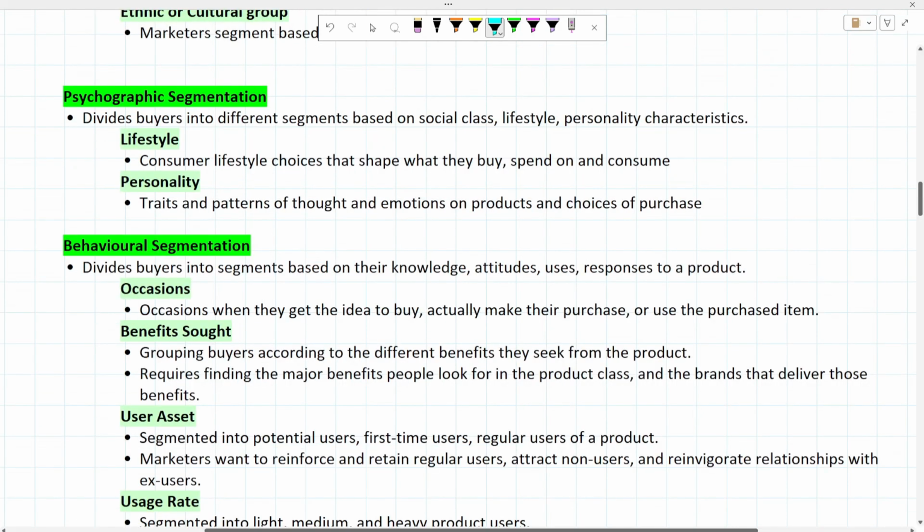So psychographic segmentation. This divides the buyers into different segments based on social class, lifestyle, personality characteristics. So let me highlight that. There you go. So lifestyle is just a consumer's lifestyle choices that shape what they buy, spend, and consume. Personality is the traits and patterns of thought and emotions on products and choices of purchase.